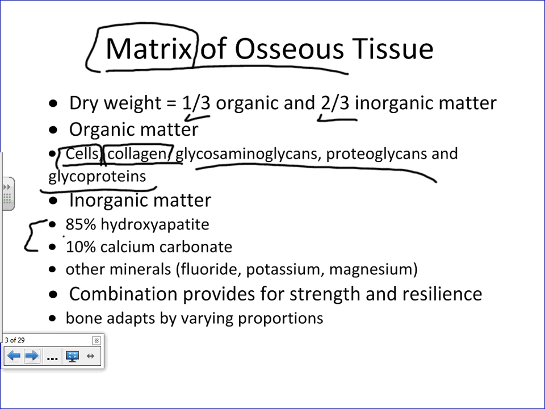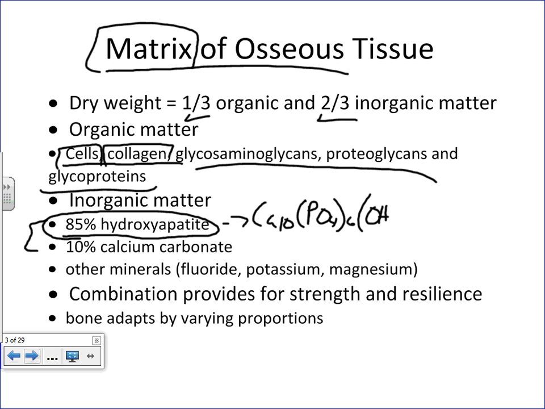The most common and abundant inorganic material is hydroxyapatite, basically a form of calcium that you find within bone itself. For those of you who are curious, the formula is Ca10(PO4)6(OH)2. So it's not just calcium alone. It's a combination of calcium, phosphate, and some hydroxyl groups.